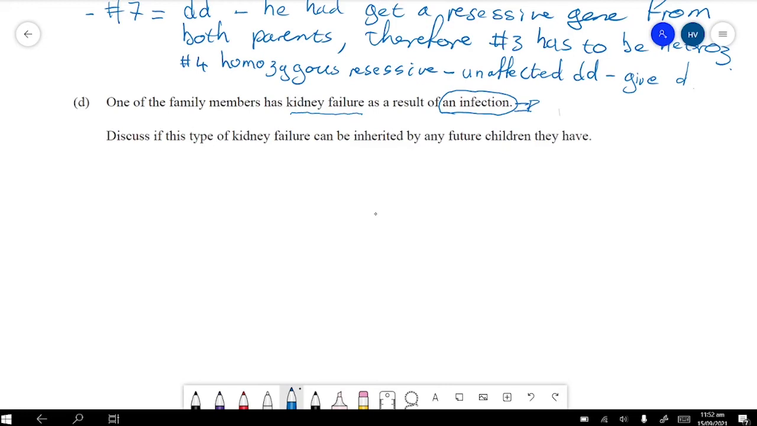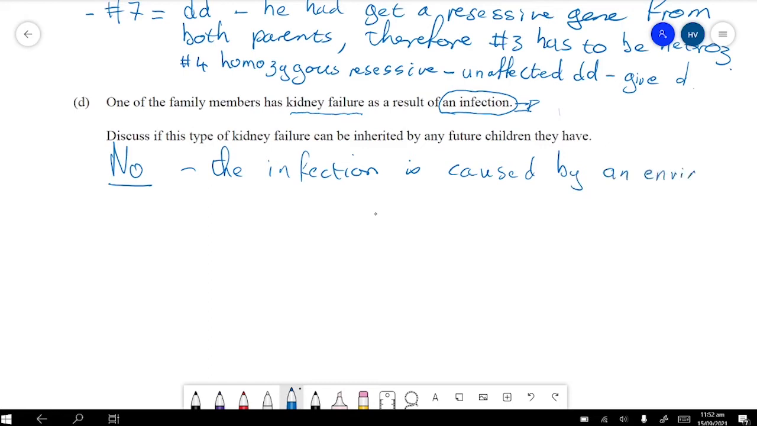So discuss if this type of kidney failure can be inherited by any future children they have. No. Absolutely no. The infection is caused by an environmental factor.